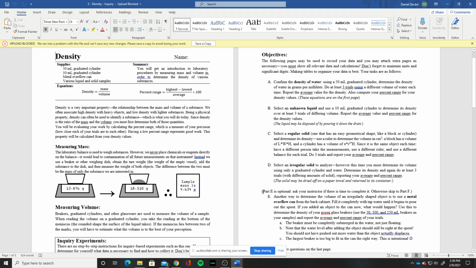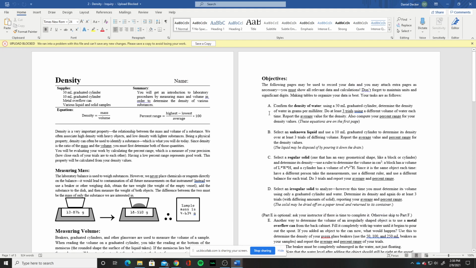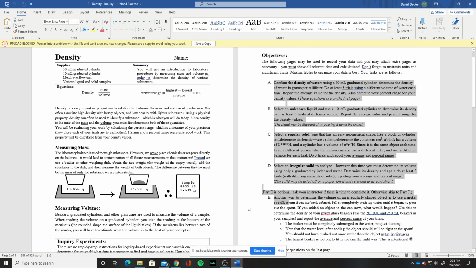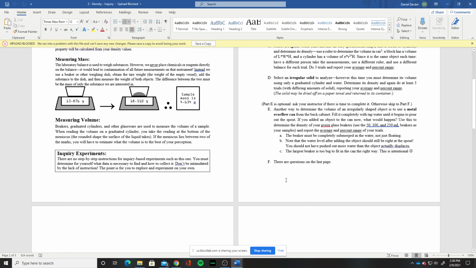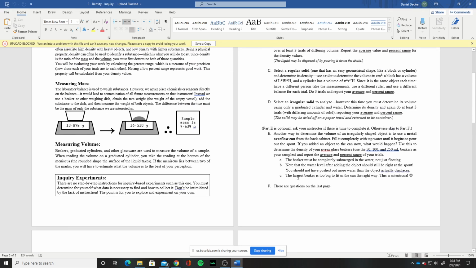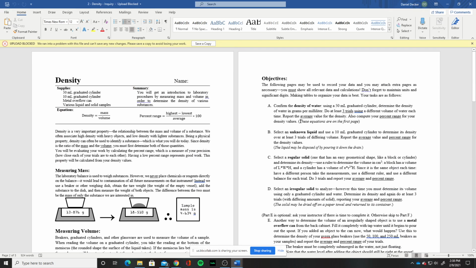There are 5 different parts to the experiment, parts A through E. And then there are some questions at the end as well, which I won't get into right now. But in each of these sections, you're finding the density of something. So in the first part, you are confirming the density of water.